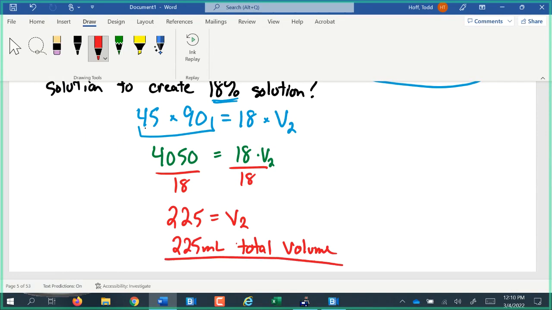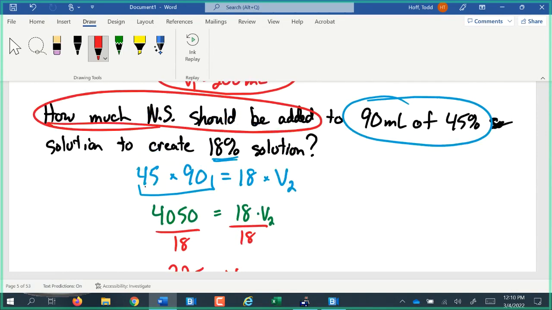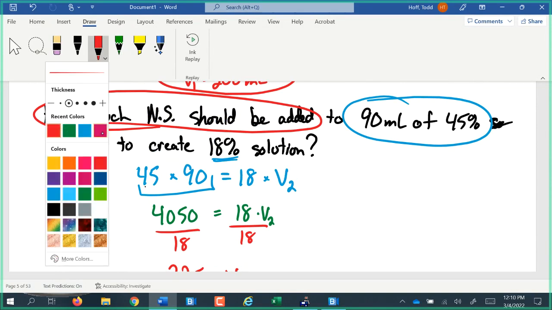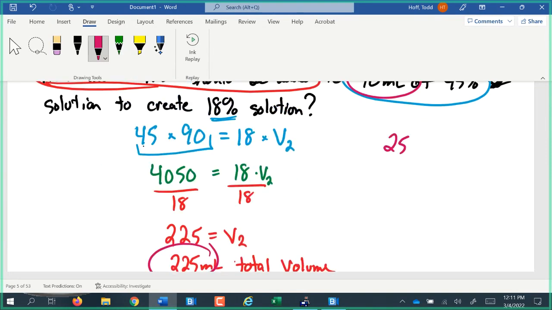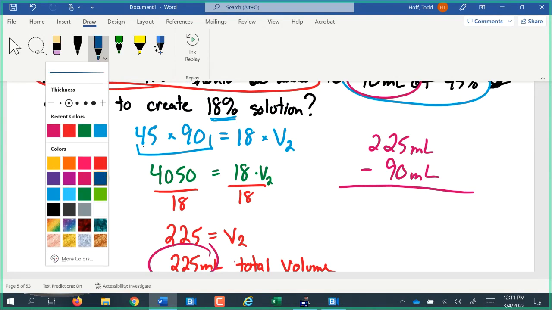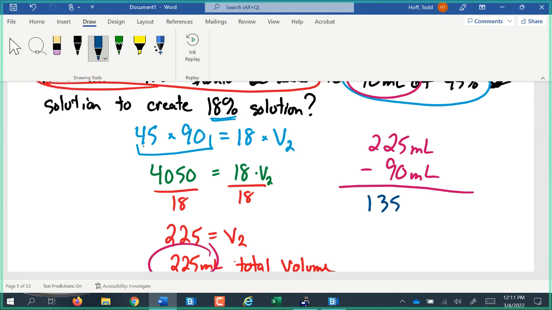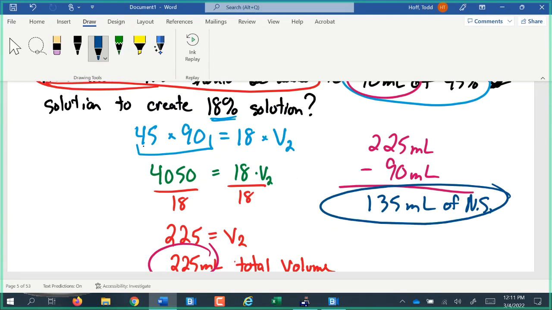You have to remember what we were asked was how much saline should be added. Well, if I am going from 90 milliliters to 225 milliliters, and the only thing I am adding is sterile water or normal saline, the difference in those volumes is the amount of water that was added. So we ended up at 225 milliliters. We had started with 90 milliliters. We subtract, get a difference of 135 milliliters of saline that's going to be added.